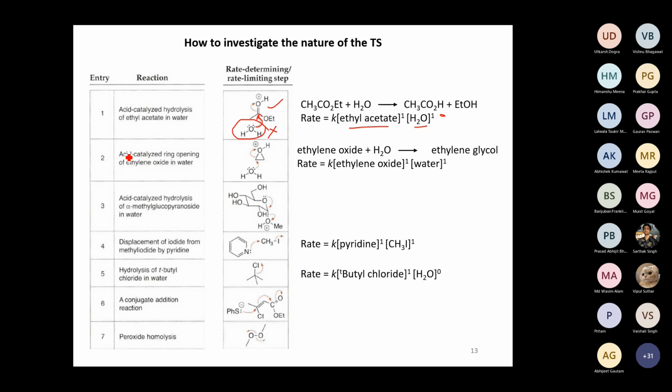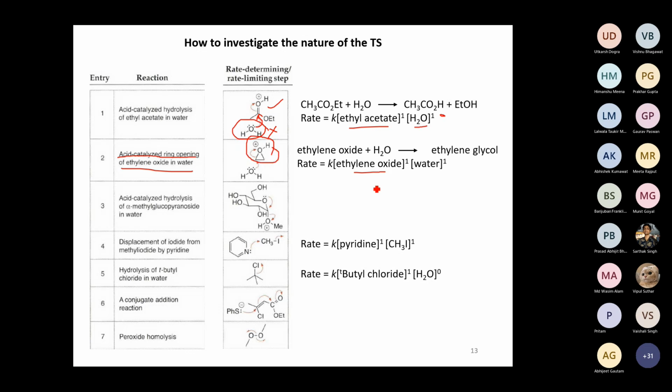Okay. So the second reaction is the acid catalyzed ring opening of ethylene oxide in water. You don't know what the rate determining step is, so you basically do the kinetics and find the rate law. The rate law is telling us this is first order with respect to ethylene oxide. This is the ethylene oxide, this part.